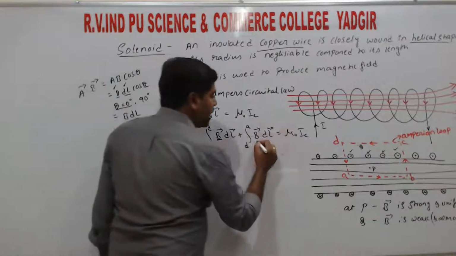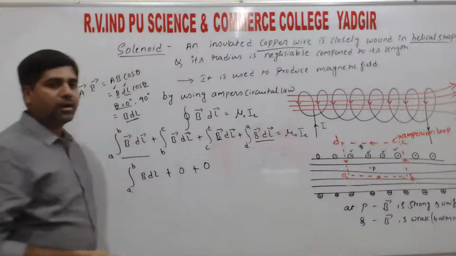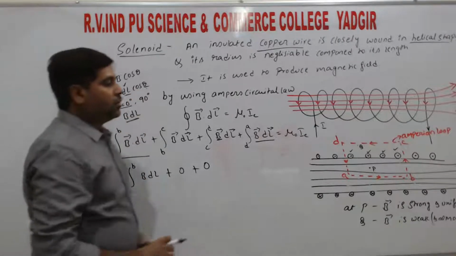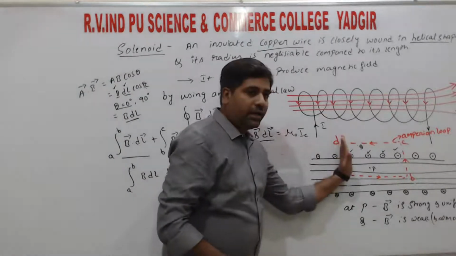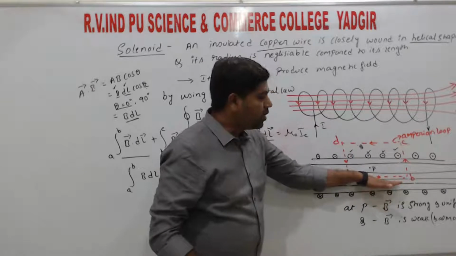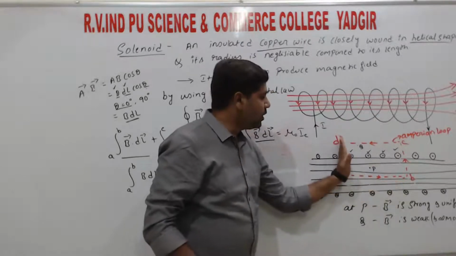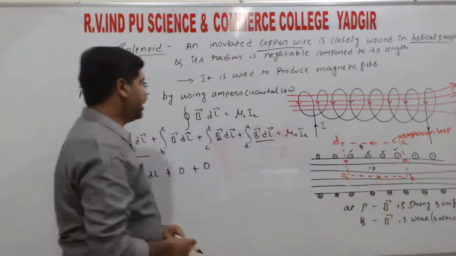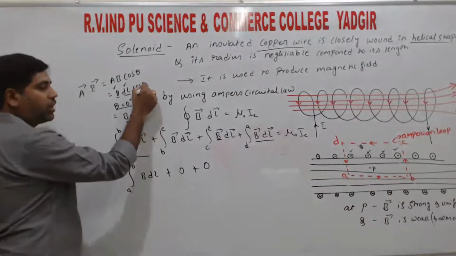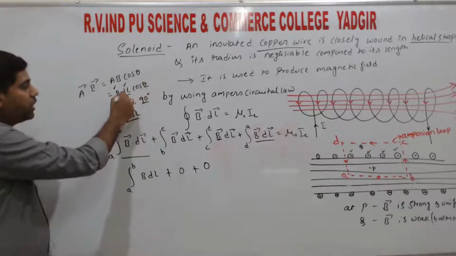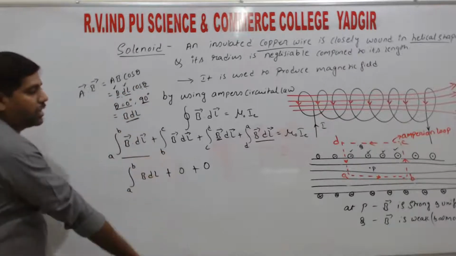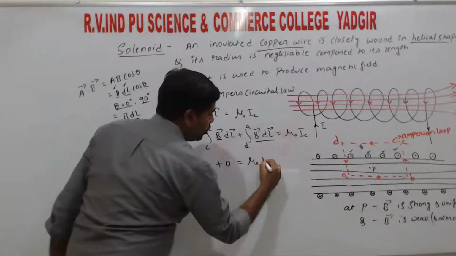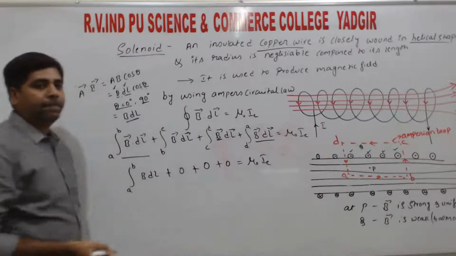And again the last one, B dl, is B into dl cos theta. The line element is perpendicular to the magnetic field. That means the angle between the line element and the magnetic field is 90 degrees, right? So again cos 90 is 0, so 0 into B dl is 0. So in the last also we get 0, that is equals to mu naught I E.